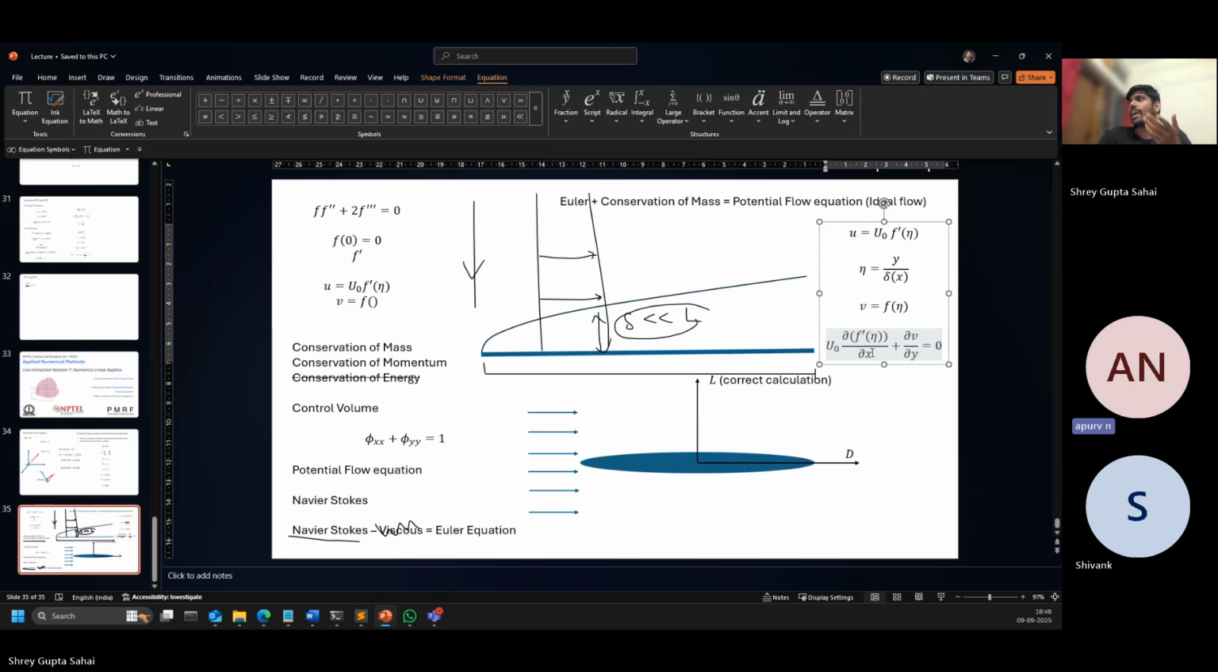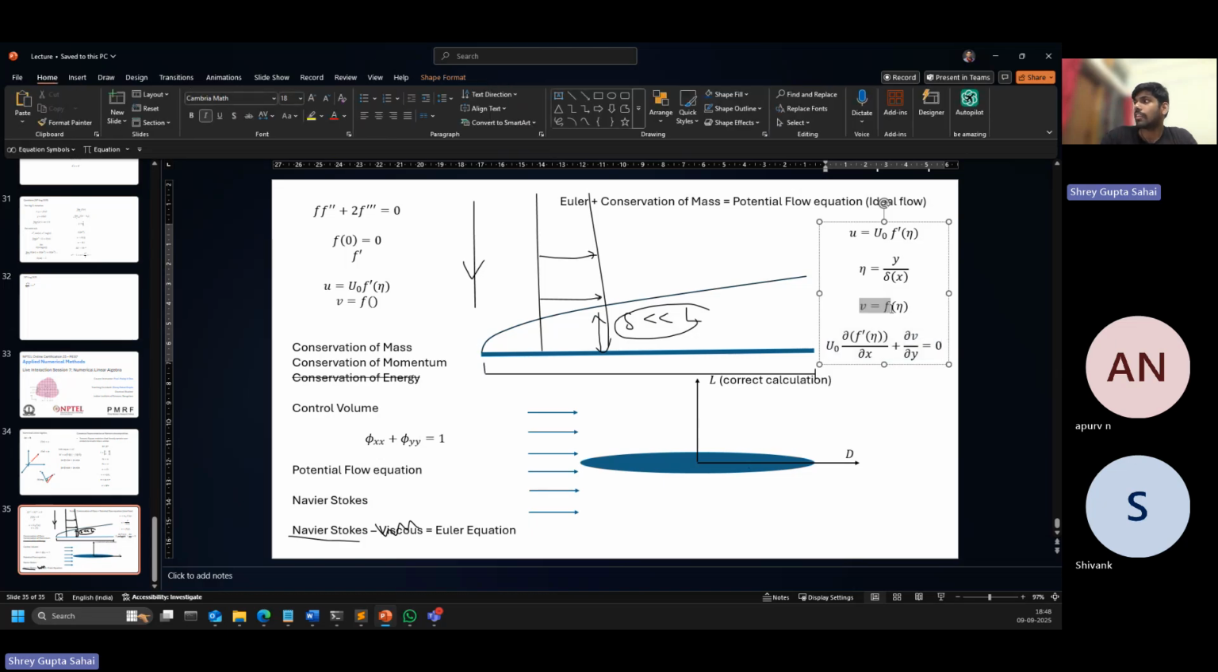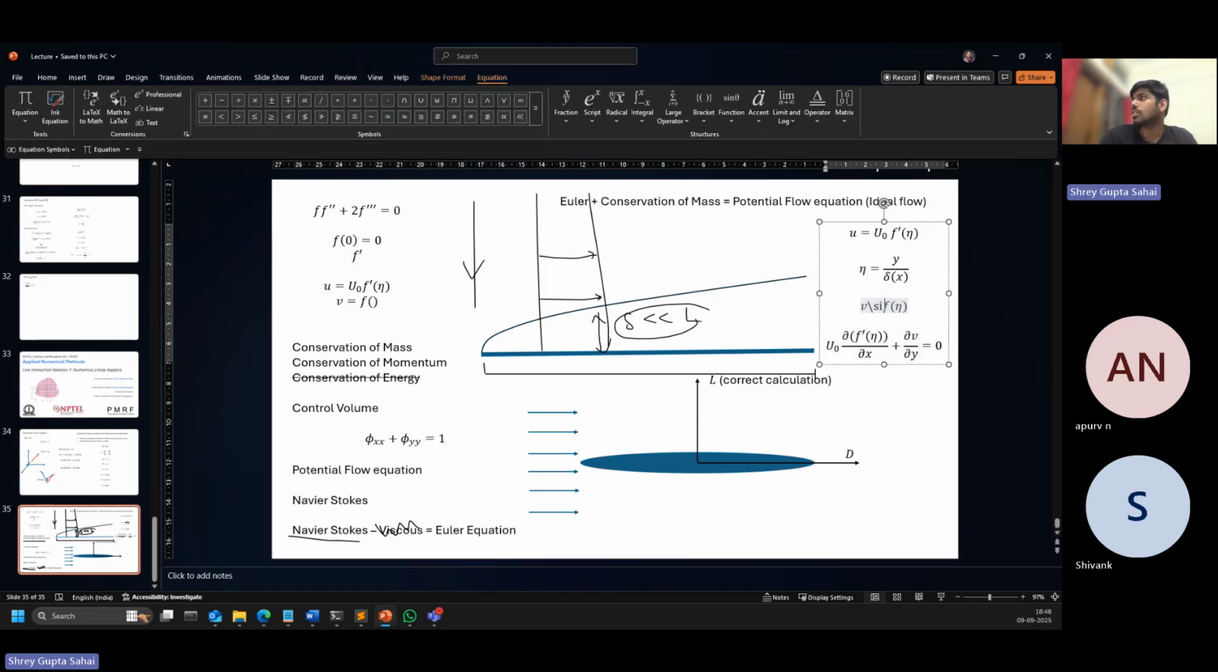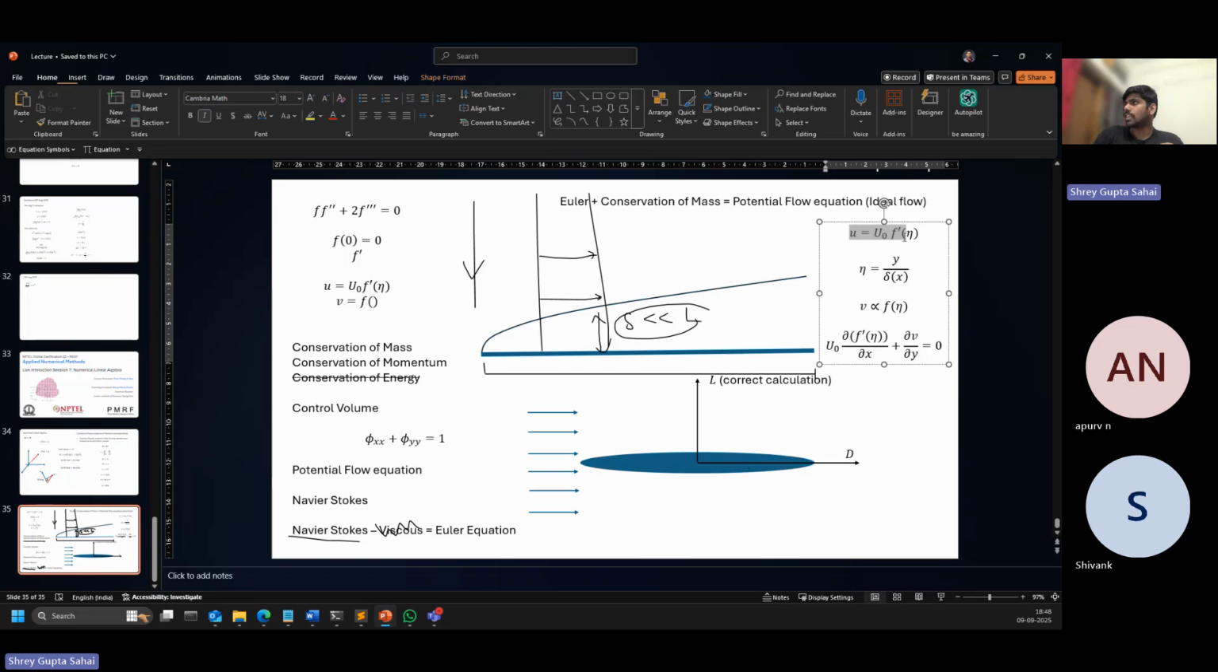And there is definitely a dependence of x on eta, but essentially what you see is that there is an f dash there, and if you do integration, you will get an expression in f. v will be proportional to f. At least there will be a dependence on f.